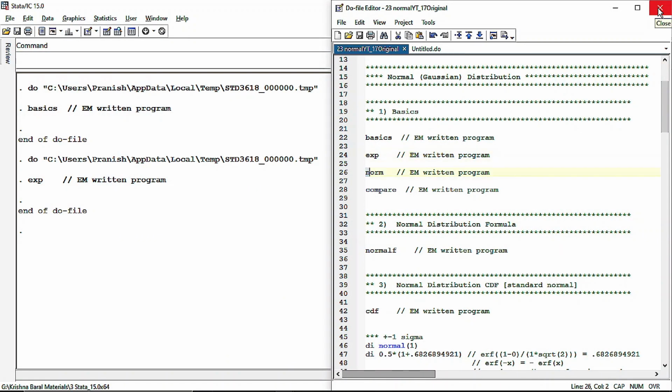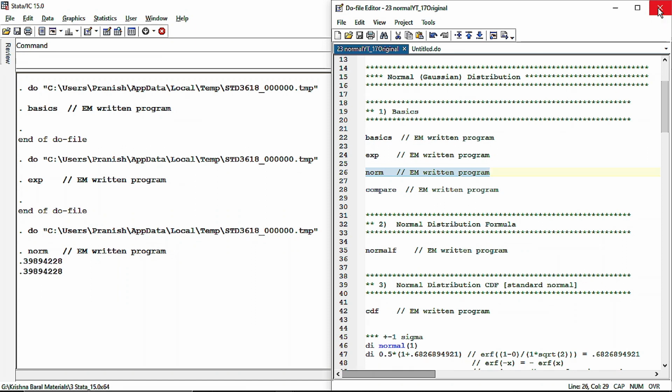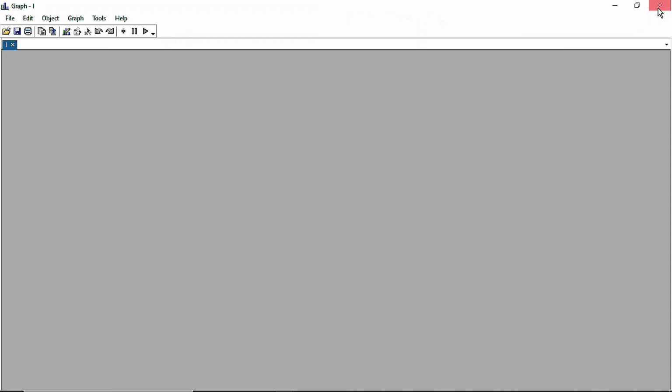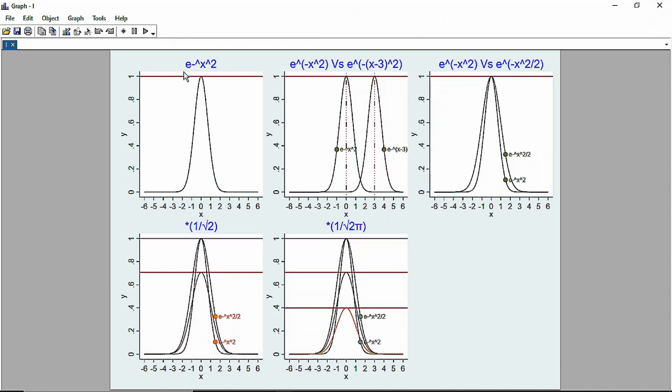And let us see a program called norm. This is a program written by Econometrics Melody, and we want to see how we derive the normal distribution. So e to the power minus x squared, Euler number e, and the index is negative x squared. X is our variable, and we get this bell-shaped curve. And to this variable x, if we subtract something, then it is going to act as the mean, called the location parameter, and it will help us shift the location by this unit.